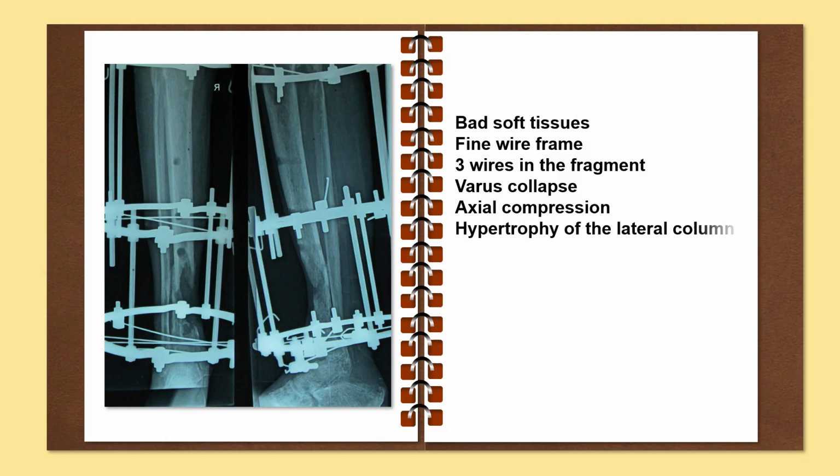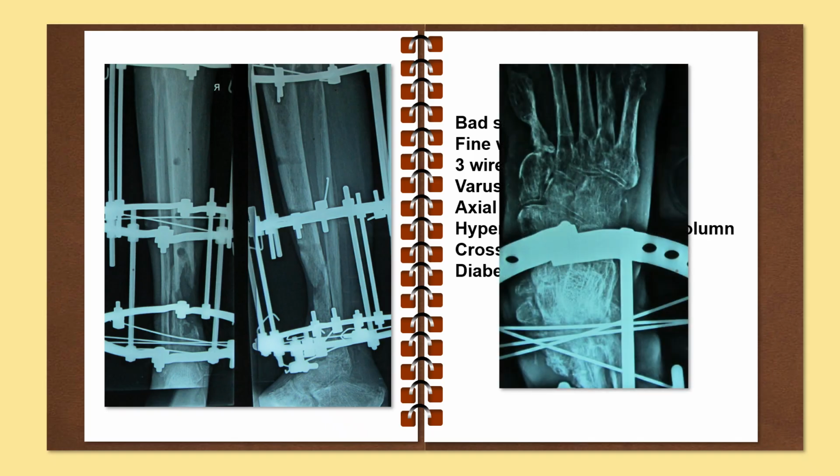And you also see there is hypertrophy, or we are aiming to get hypertrophy of the lateral column, and if possible, a cross union between the fibula and the tibia. Distally, there is a diabetic foot, as evident by this radiograph.